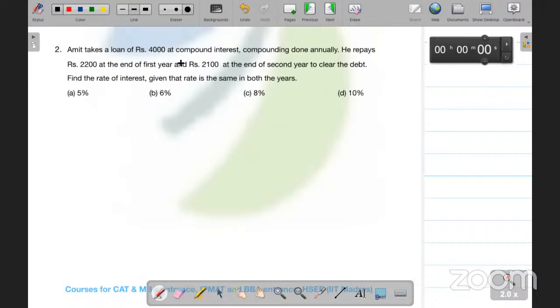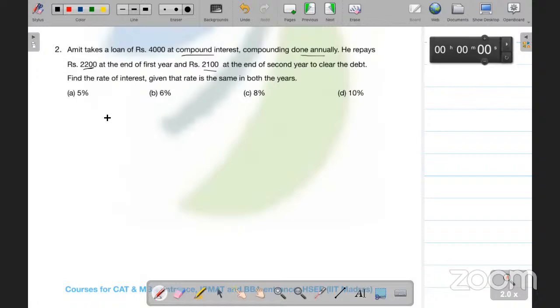Amit takes a loan of 4,000 at compound interest. Compounding is done annually. He repays 2,200 at the end of first year and 2,100 at the end of second year to clear the debt. You're required to find the rate of interest.